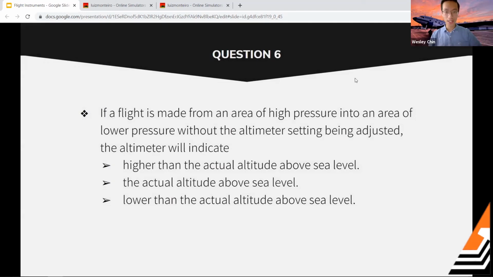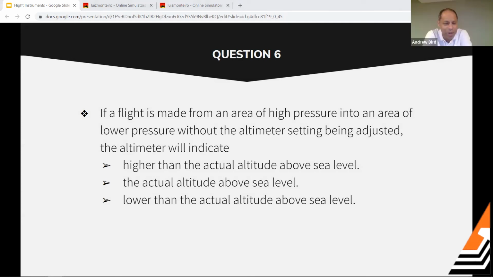All right, so this is going to relate to some of those altimeter errors we were talking about. If a flight is made from an area of high pressure into an area of lower pressure without the altimeter setting being adjusted, the altimeter will indicate it's either higher or lower than the actual altitude above sea level. So which one is this going to be?